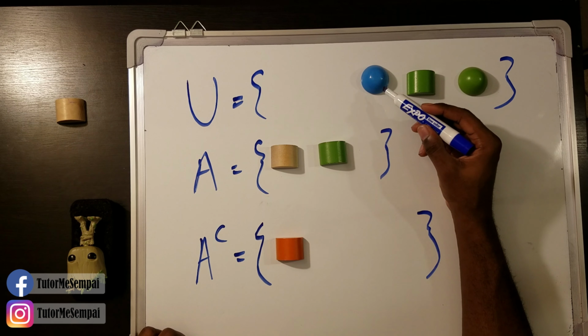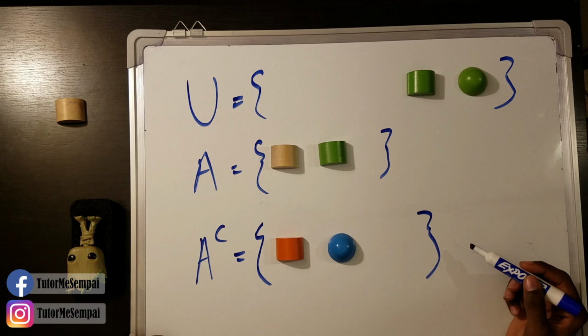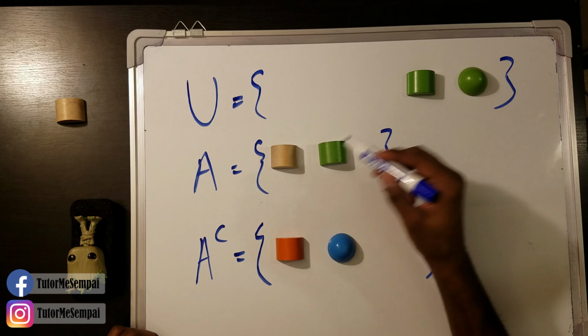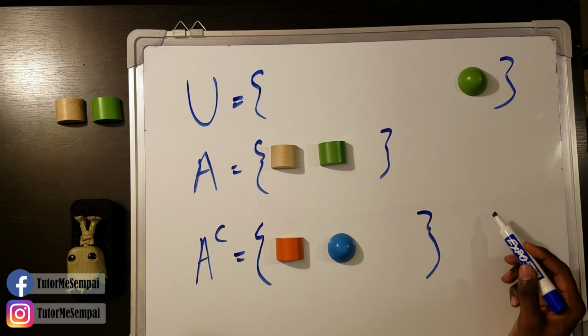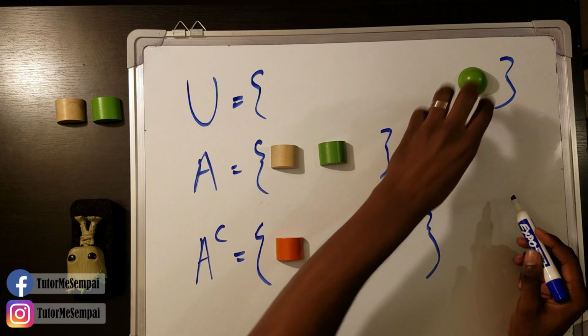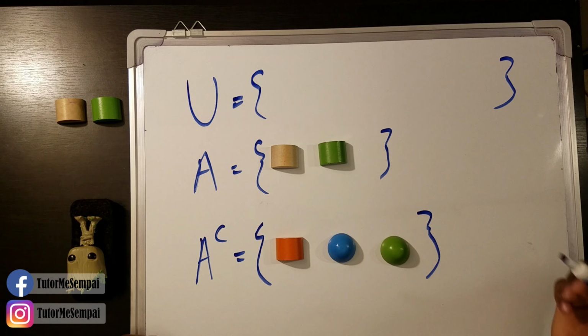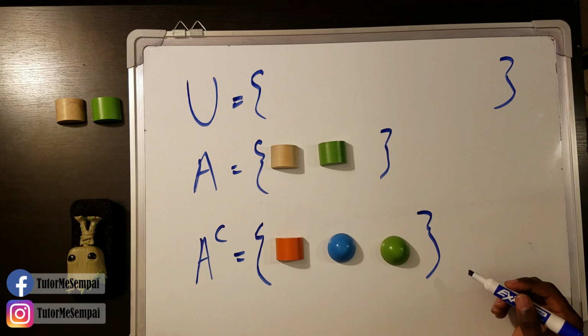How about this shape? Is this in A? No. So we want that in A complement. How about this shape? Is this in A? Yes. We have the same shape and the same color. So we don't want it. We want to remove it. How about this? Well, it's the same color, but it's not the same shape. So we can put this in A complement. So now, by removing what was in A, we found out everything that's not in A, and we have constructed our A complement. Let's talk about how this is going to look in a Venn diagram with shading.